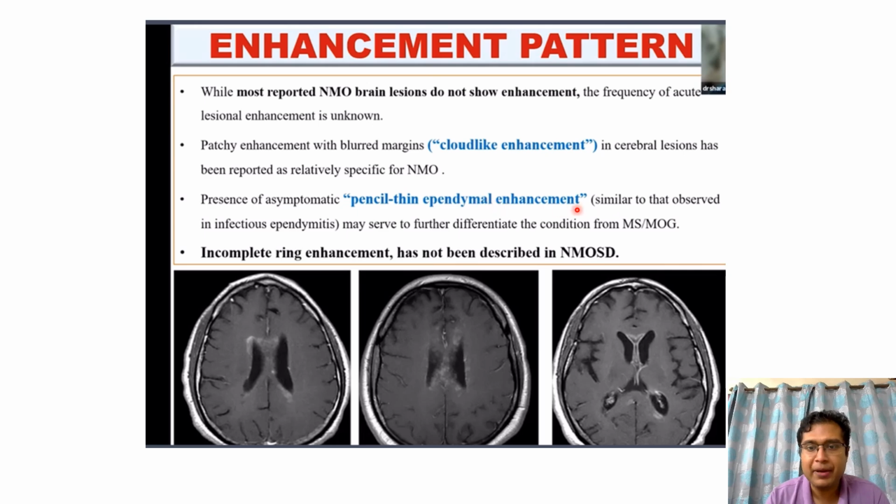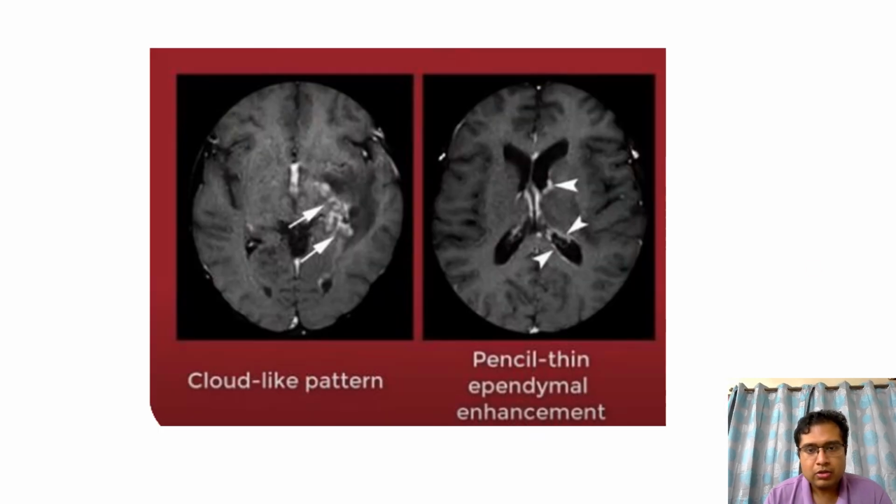And pencil-thin ependymal enhancement is similar to infectious ependymitis, where there is thin pencil-like enhancement around the ventricles. This is unlike multiple sclerosis, where we find nodular enhancement or ring-like enhancement, open or closed ring-like enhancement. Incomplete ring enhancement has not been described in neuromyelitis optica spectrum disorder. So this is the pencil thin enhancement and the cloud-like enhancement that is typical of NMOSD.